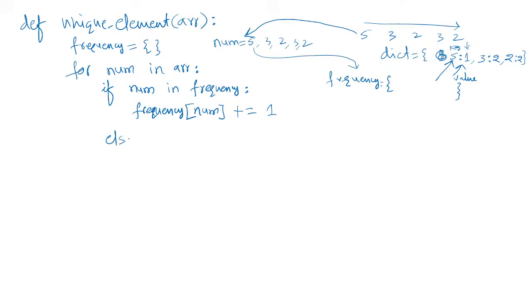It comes to the else part here. Okay, so that means this element is encountered the first time. So now you store this element with its frequency as 1. How can you store that element? You create a new element in the dictionary, like frequency of num is equal to 1. So this statement, frequency of 5, creates a key 5 with value 1.